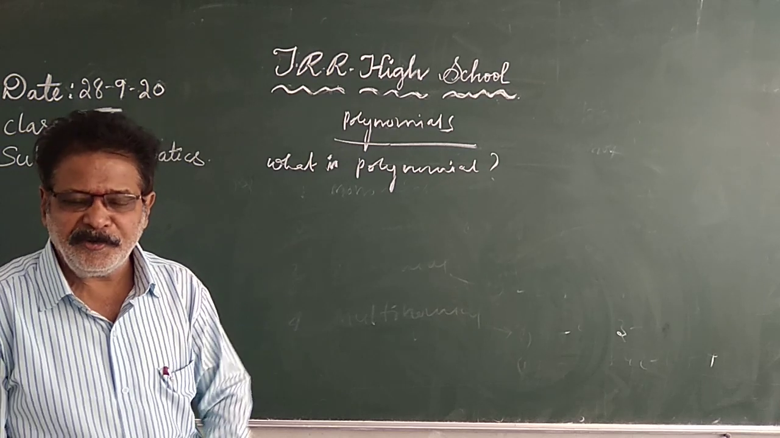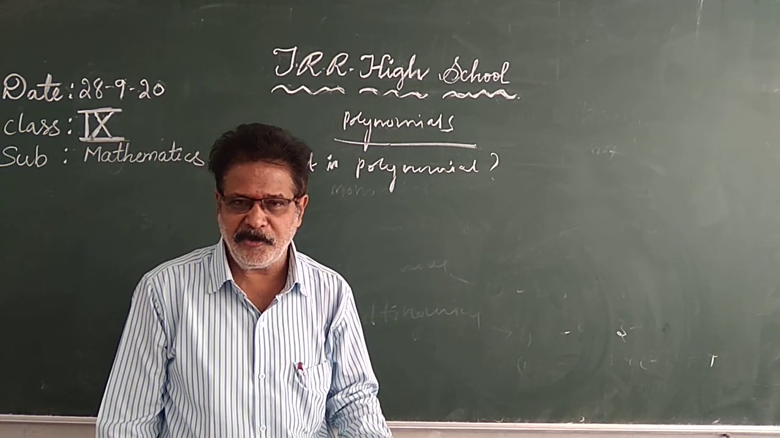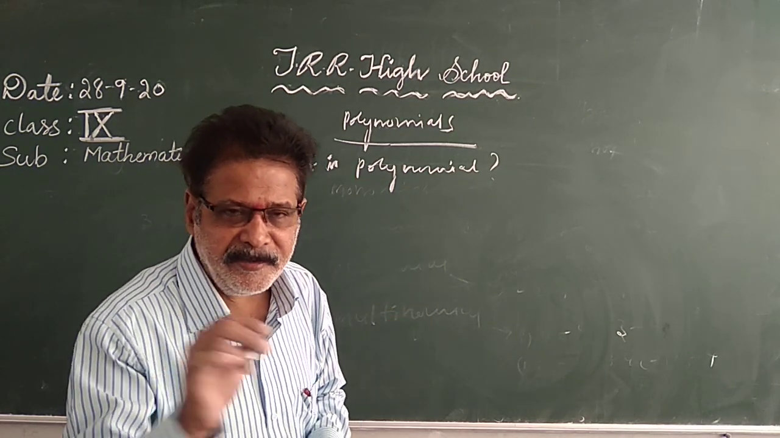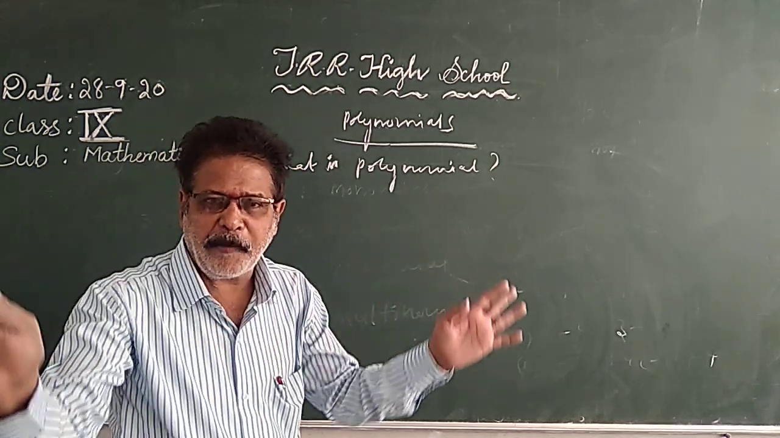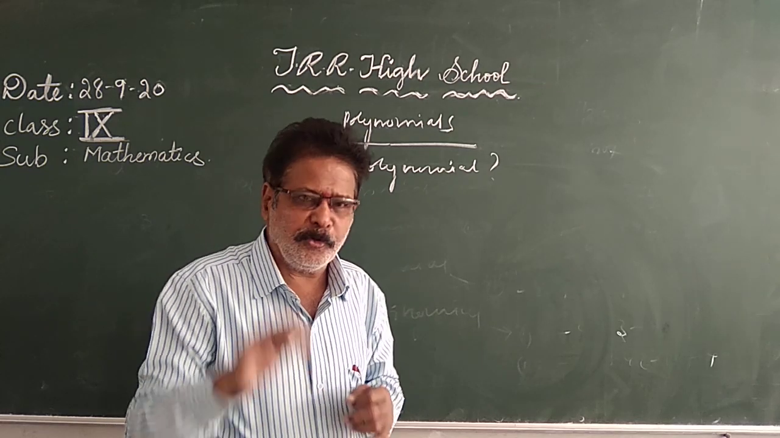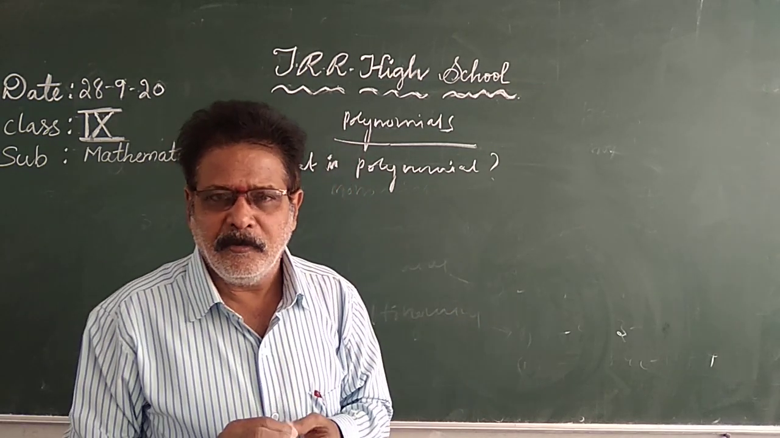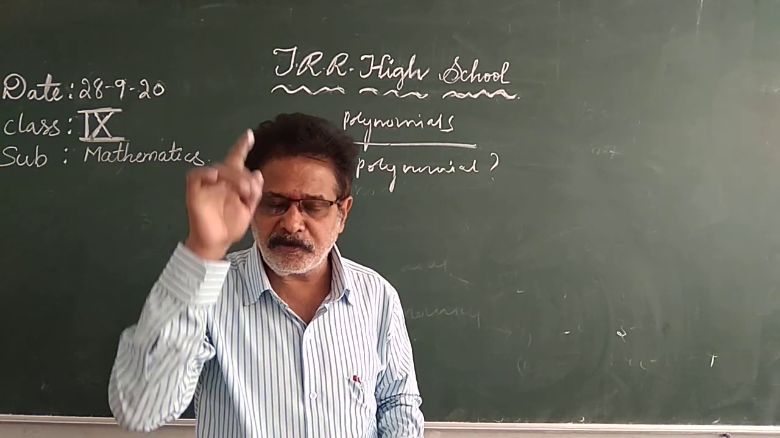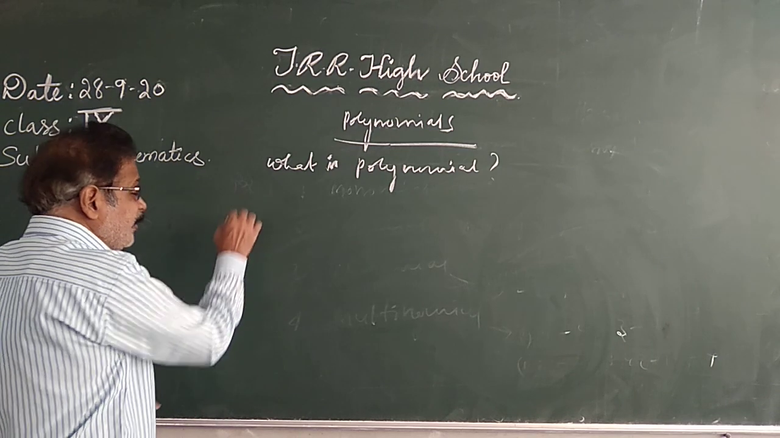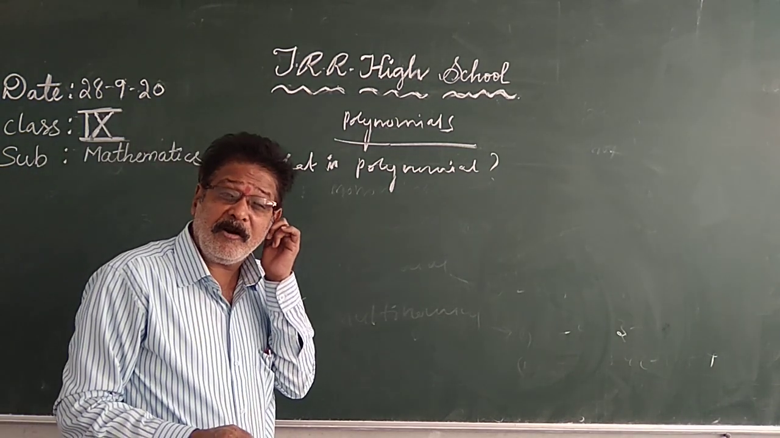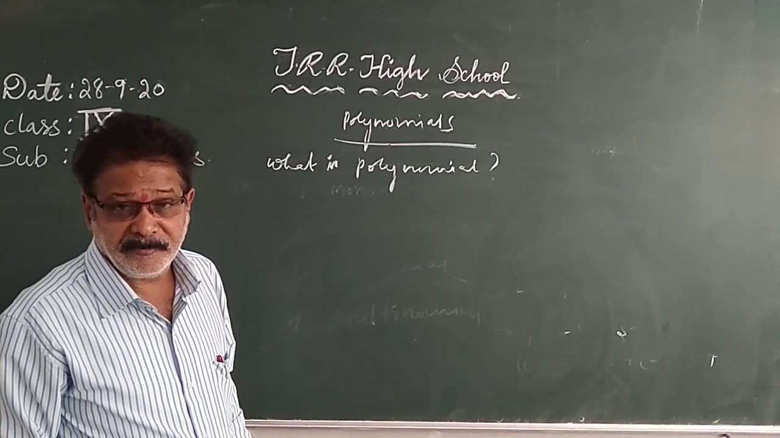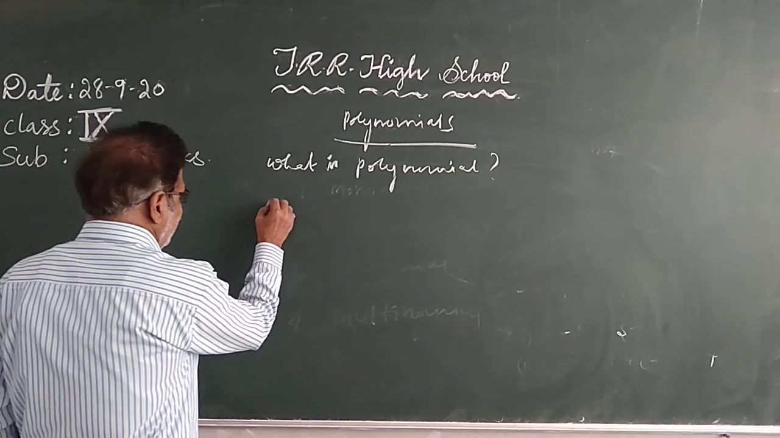Non-negative means positive. It should have positive exponents. Variables should have positive exponents, then only it is polynomial. Every algebraic expression is not a polynomial. An algebraic expression can have negative powers, and the expressions whose powers are negative are not polynomials. Powers must be positive, then only it is polynomial. So, what is polynomial? An algebraic expression in which variables involved have only non-negative exponents is called a polynomial.